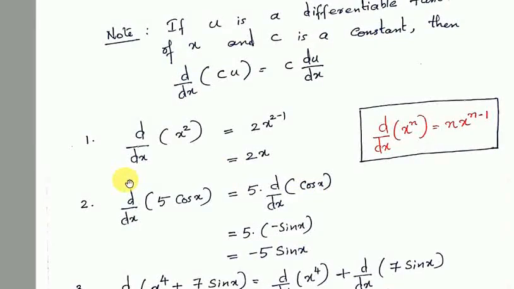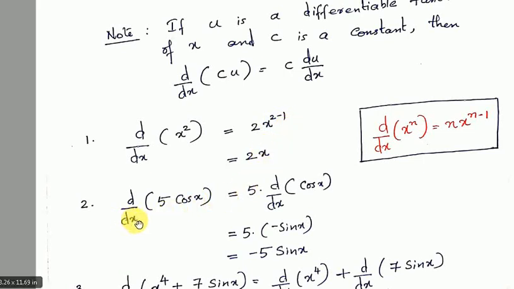First question, we have to find the derivative of x square. It is the form of x raised to n. What is the derivative of x raised to n? n into x power n minus 1. Here instead of n, it is 2. So 2 into x power 2 minus 1, that is 1.